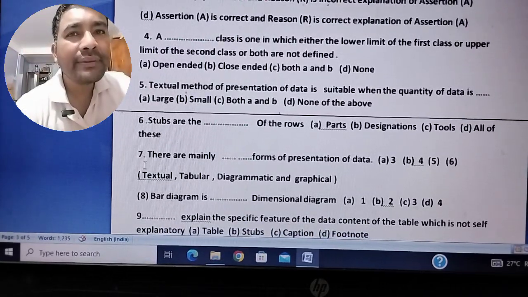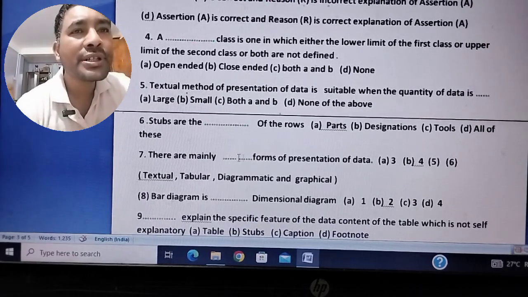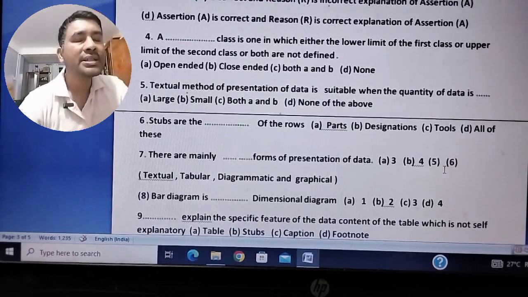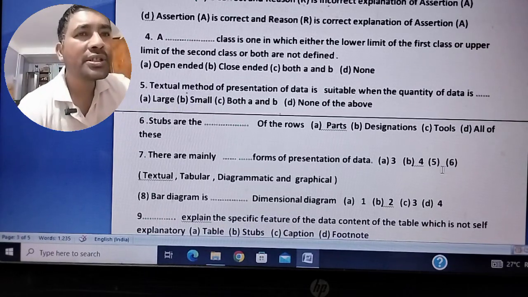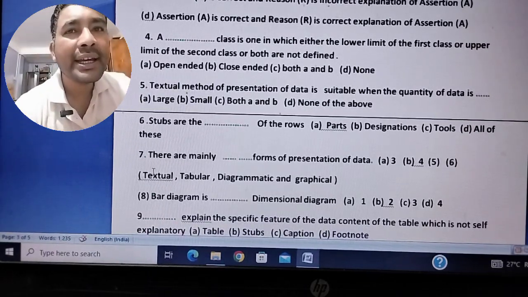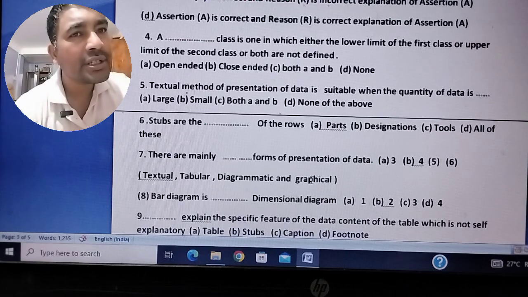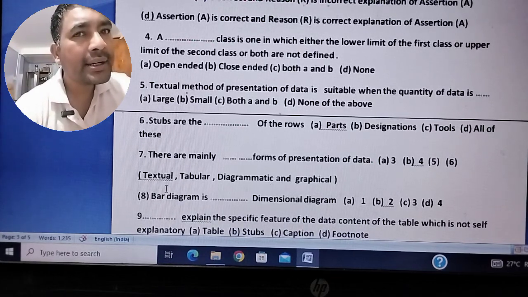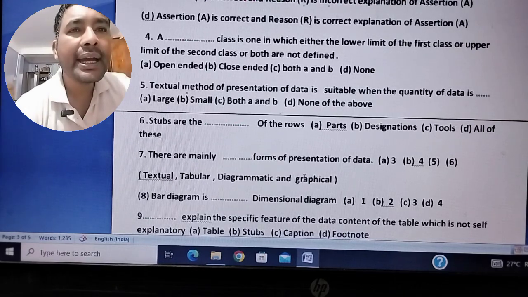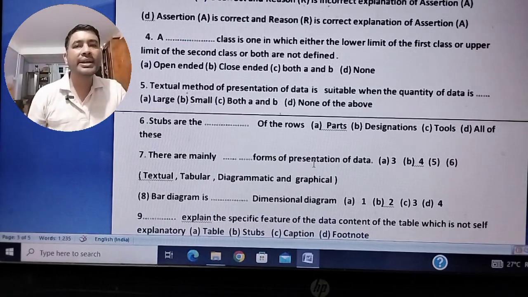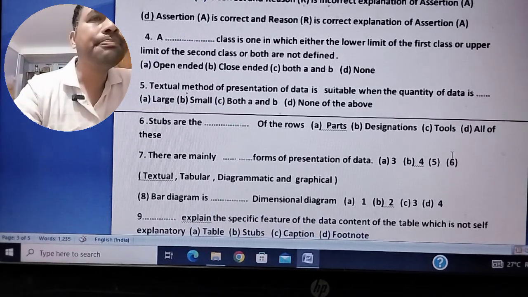Okay, let's move to 7. There are mainly dash forms of presentation of data. There are 4 forms of presentation of data. Okay, 3, 4, 5, 6. There are mainly 4 forms of presentation of data, and for information, they are textual form of presentation, tabular form of presentation, diagrammatic form of presentation, and graphical form of presentation. So the 4 forms of presentation of data are textual, tabular, diagrammatic, and graphical. So there are mainly 4 forms of presentation of data. So the right answer for question number 7 is B.